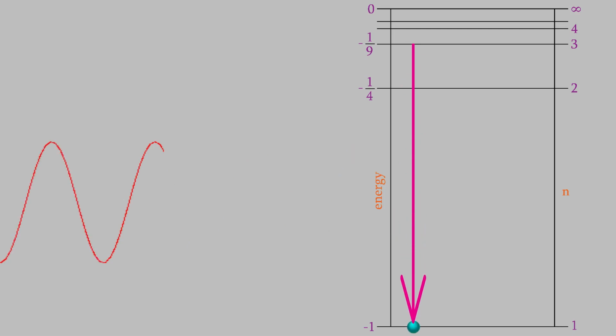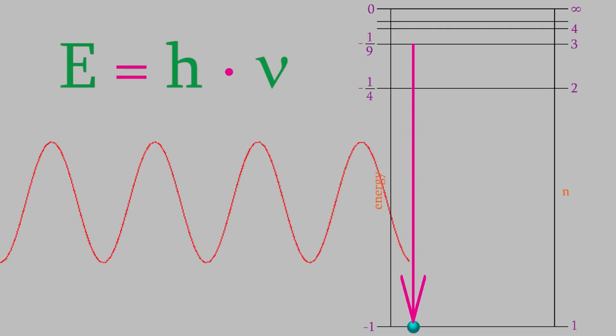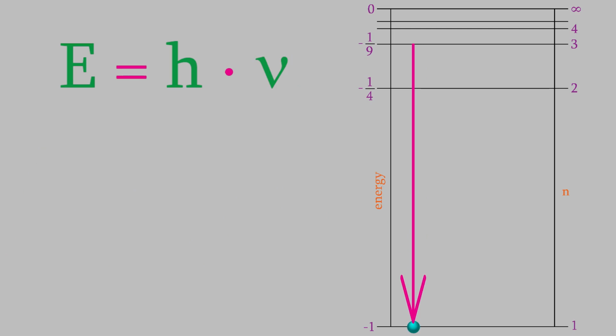But think about what that means. When an electron goes from the n equals 3 to the n equals 1 level, it will always need to lose the same amount of energy. In the last video, we saw this equation, which tells us that the amount of energy a light wave has tells us the frequency of it, and that determines its color. So, whenever an electron goes from the n equals 3 to n equals 1 level, it always emits light of the same frequency, and therefore the same color.